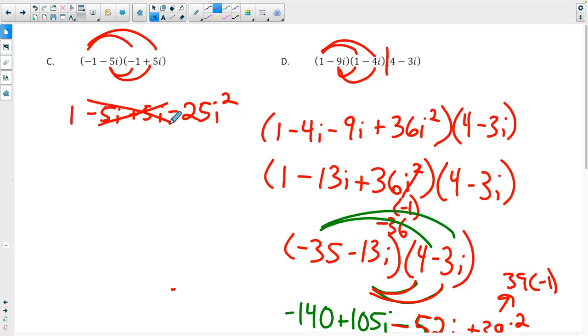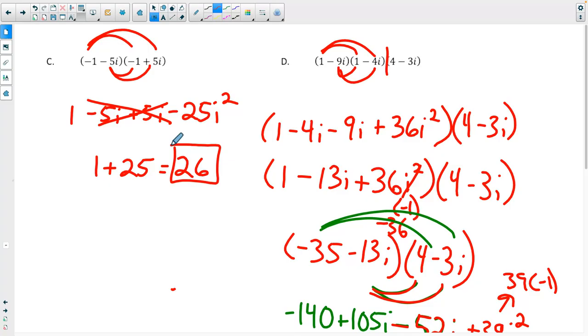Then I look at this. i squared is what number? Negative 1. What's negative 25 times negative 1? Positive 25. So I get 1 plus 25, leaving me with 26. You don't have to be sorry. You're right there. You had it.